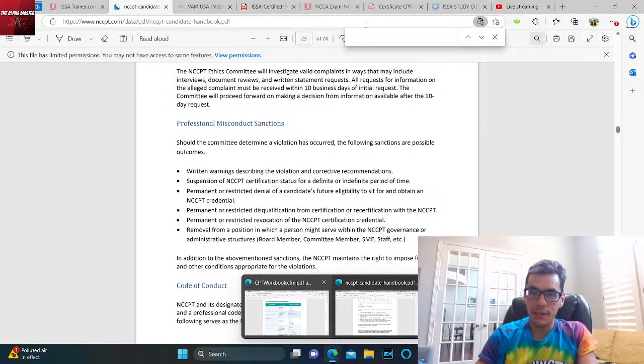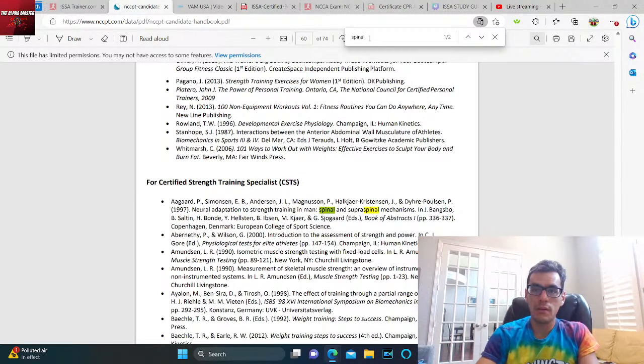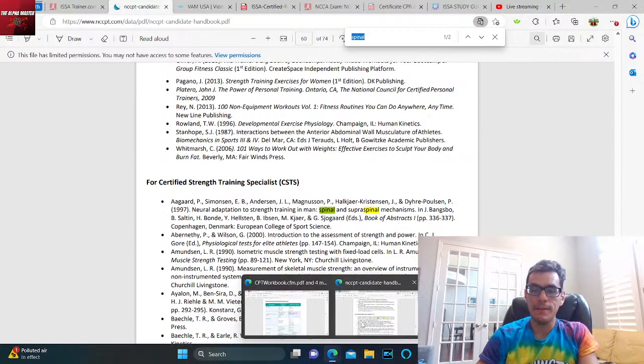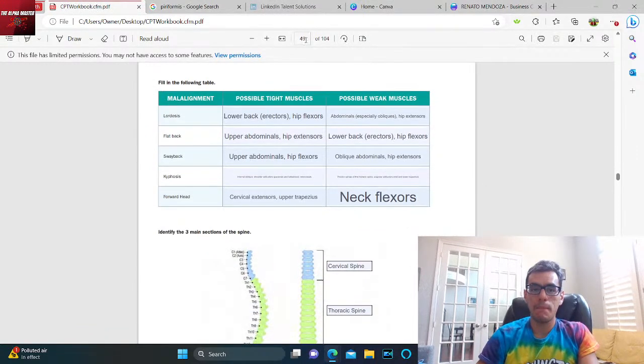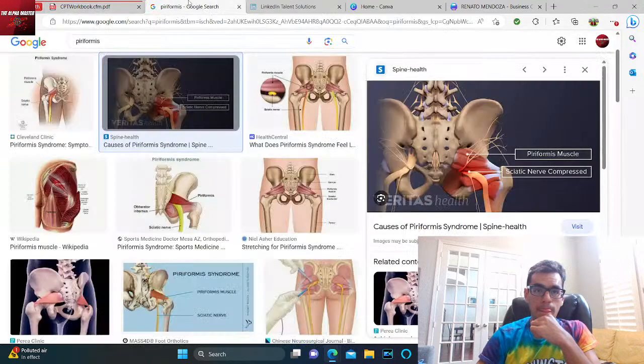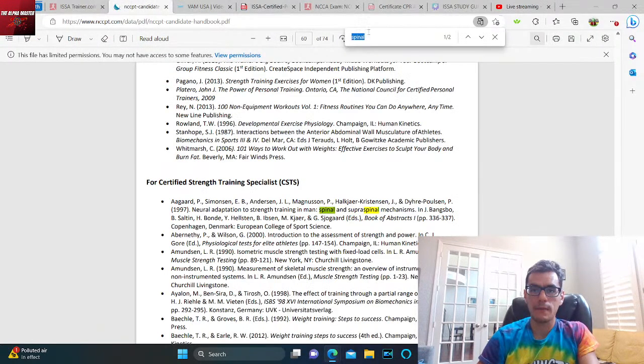And the other one is going to be deviations. Spinal deviation is something that I believe I kind of have to learn. This is very basic. Malalignments. Let me see, like posture.